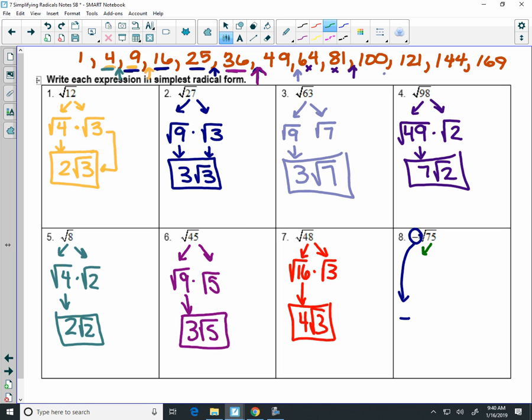75, I know, as I'm looking, here's where 75 would be, but as I'm looking through my perfect squares list, I know 25 is going to go into 75. And it goes in 3 times. Square root of 25 is 5.